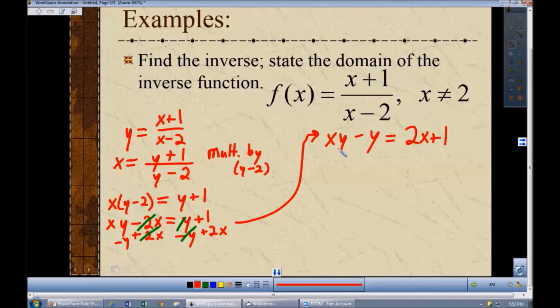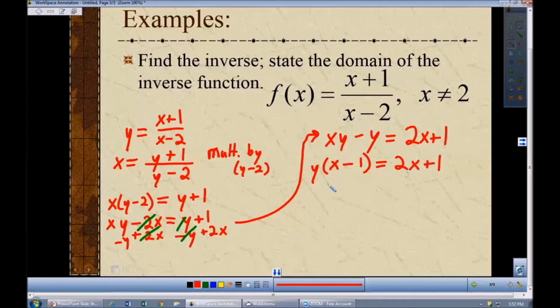We're almost done here. In order to get y by itself, my next step is going to be to factor. I'm going to factor a y that both of these terms have in common, factor it out, leaving x minus 1, because if I distribute y into this parentheses, I'll have x times y and a minus y.